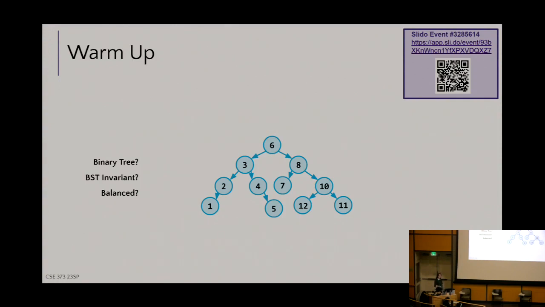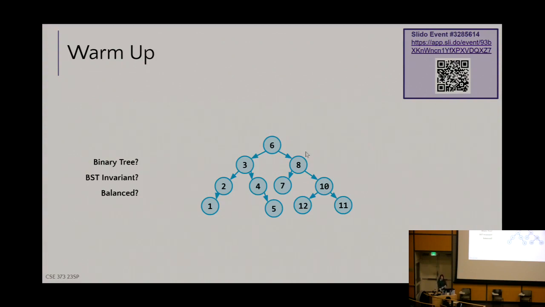So, does this tree satisfy the binary search invariant? Ooh, I see some head shaking. If it doesn't, can anyone raise their hand and tell me maybe which node breaks the binary search invariant? The 12 that's coming after the 10. The 12 right here. Because this 12 is to the left of 10, according to our binary search requirements, anything to the left of 10 must be less than 10, but 12 is greater than 10, so you're absolutely right. This breaks the invariant is how we would say it.